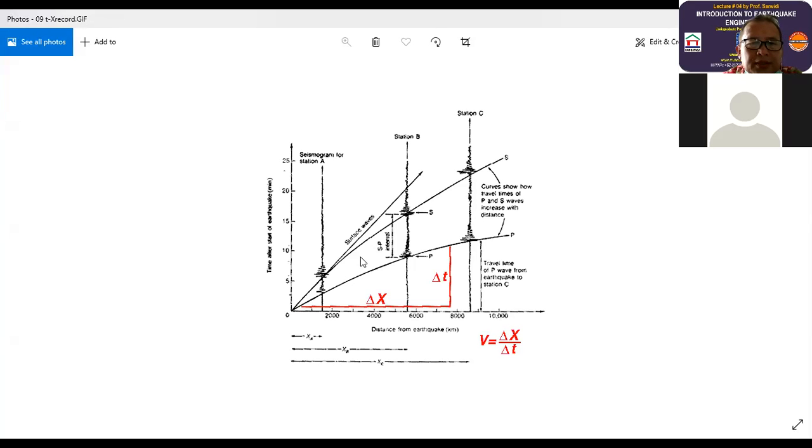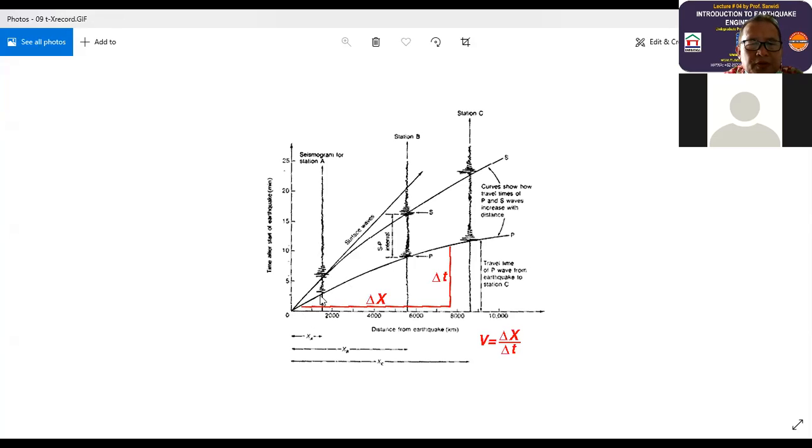And here is the other form of the recording. For example, in a place about 1,000 kilometers from the place of the earthquake source, we have recorded here.